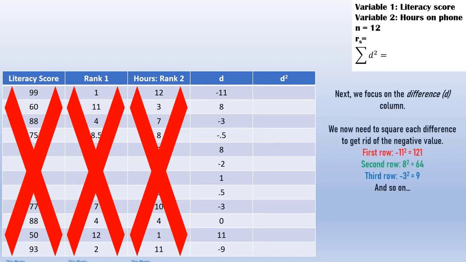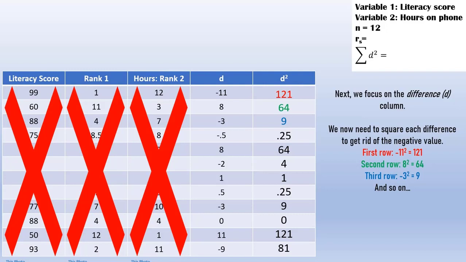Okay, so next we are going to focus on the difference squared column. So all that we need to do for that is square what we had found from the subtraction in the previous step. So for the first row, we're going to take a negative 11 and square that. We're going to take an 8 and square that. And we're going to take a negative 3 and square that, and so on and so on. And we're doing this to get rid of those negatives. So you can see here in the d squared column, I've got a 121, 64, and 9. And then we're just going to go ahead and do the rest of those as well. Okay? So I went ahead and squared all of these.